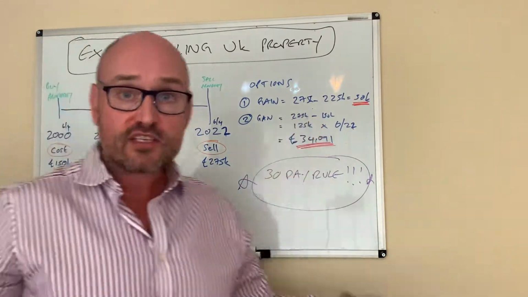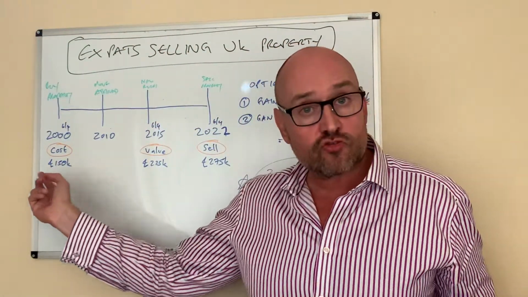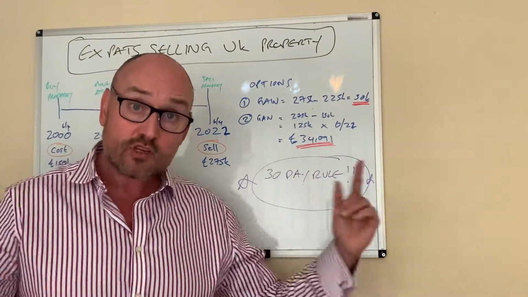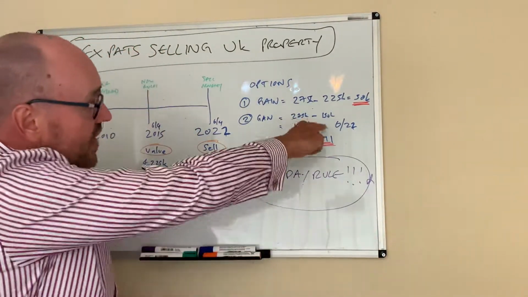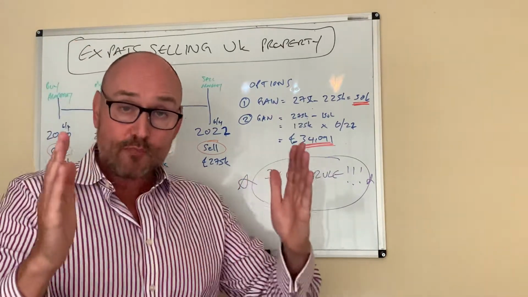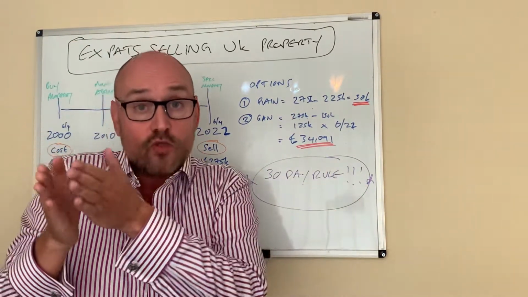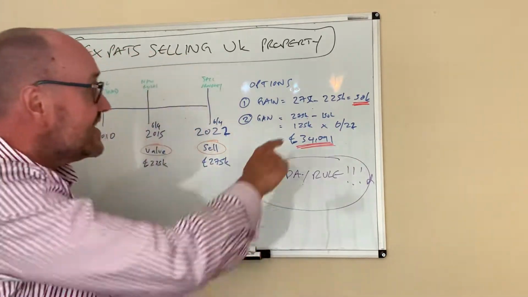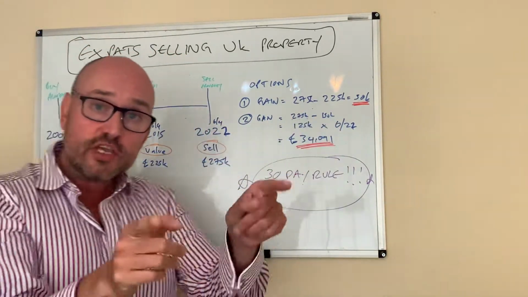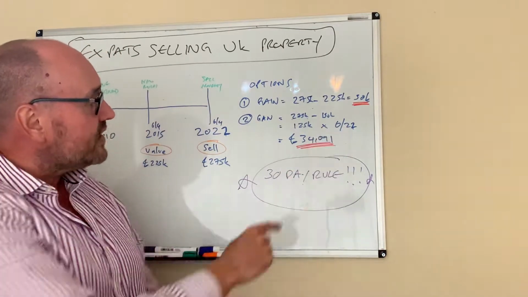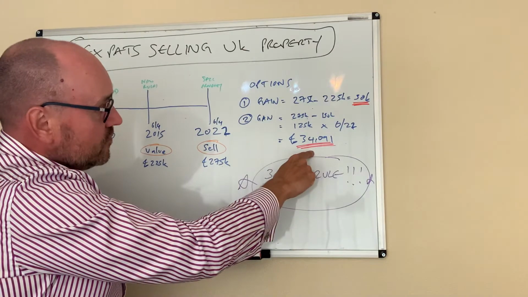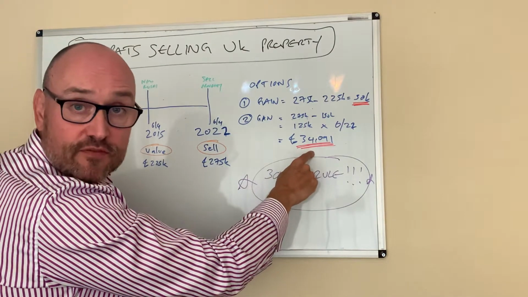The cost price, all the way back here in 2000, 150 grand. So the gain is £125,000 over the 22 years. And then we time apportion it and we say, well, the bit that's chargeable is between when the rules changed in 2015 and 2021, 6 years over a 22-year timeline. 6 divided by 22 times 125 grand gain is a gain in play of just shy of 35 grand.